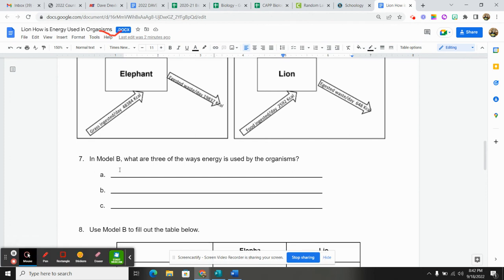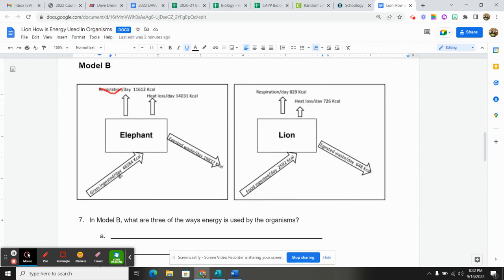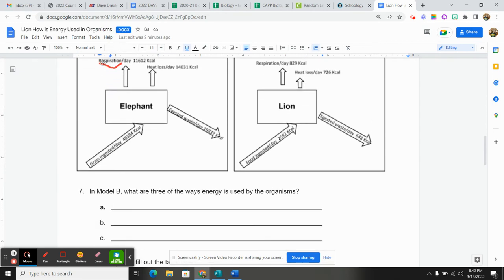So looking at this one, what are 3 ways in which energy is used by organisms? Well, we use energy as respiration. We use energy for heat loss. And we use some of that energy as egest.